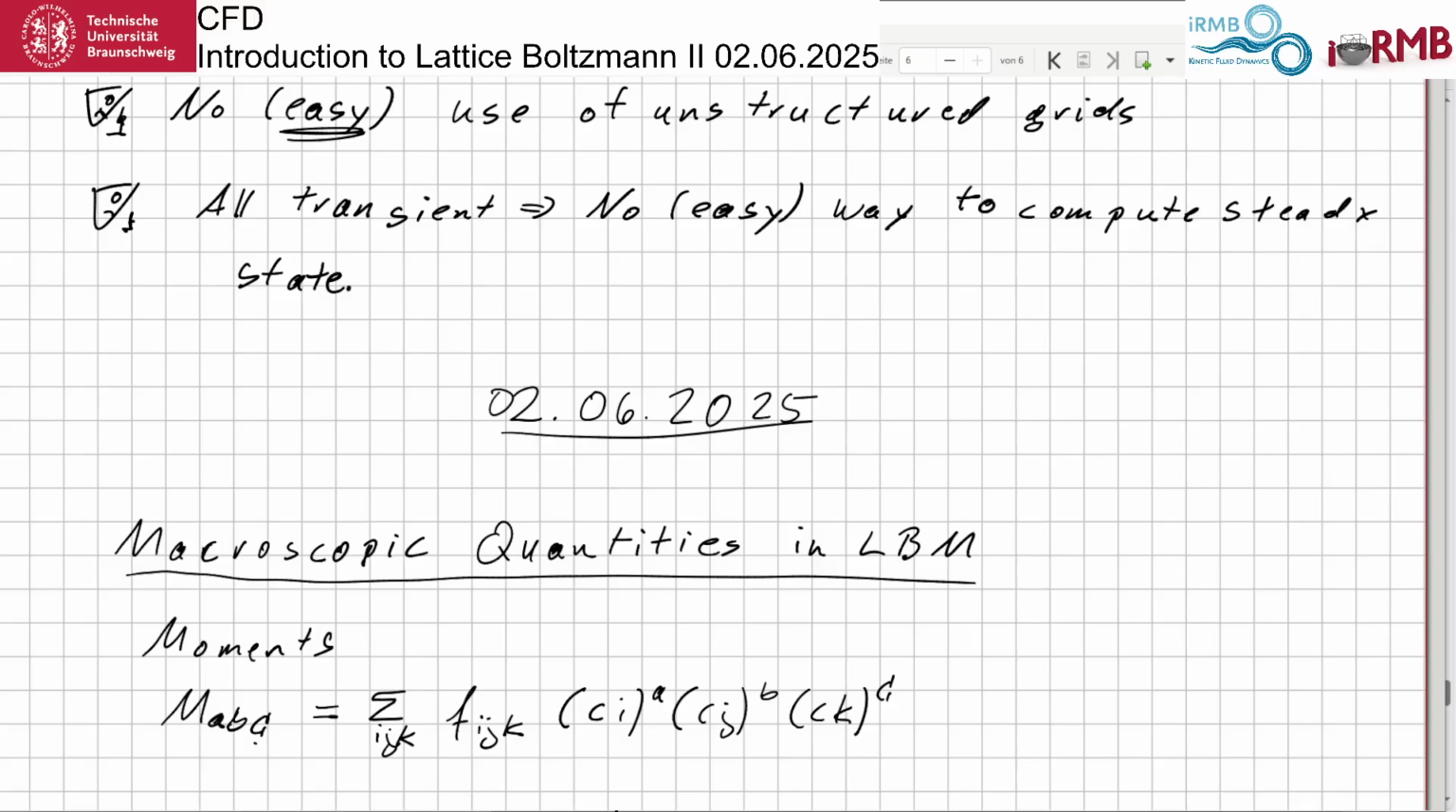So these are, say, statistical quantities of the distribution.